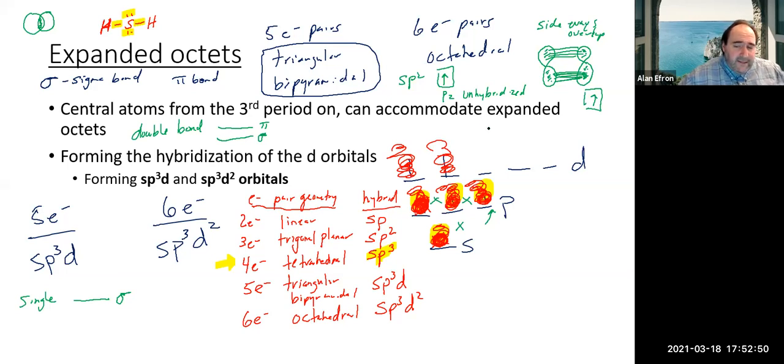If they decided to do more of a head-to-head overlap, you would have essentially these p orbitals, very badly drawn there. Let's try that again here.